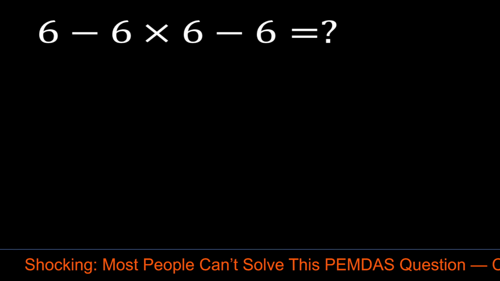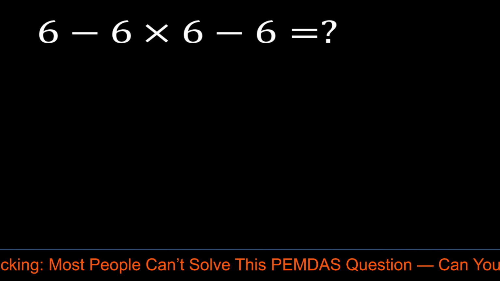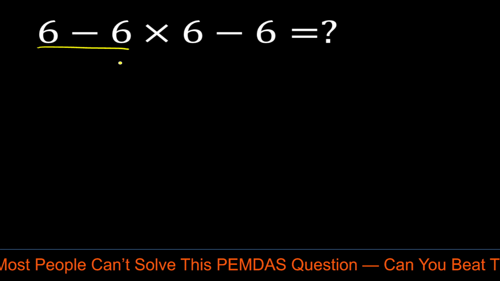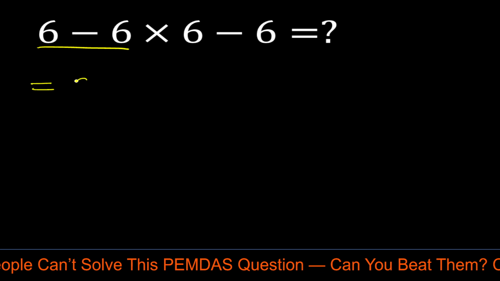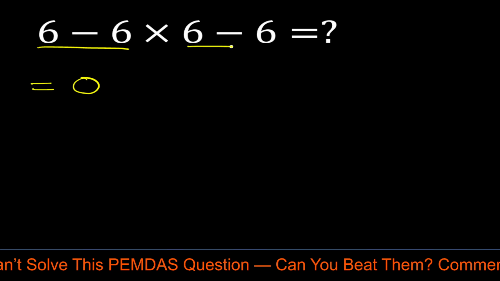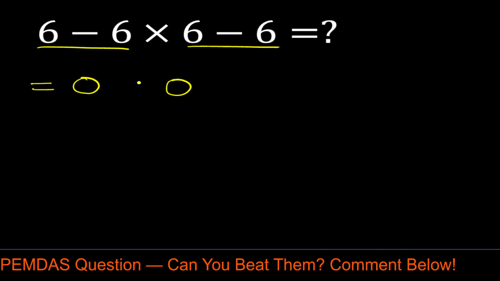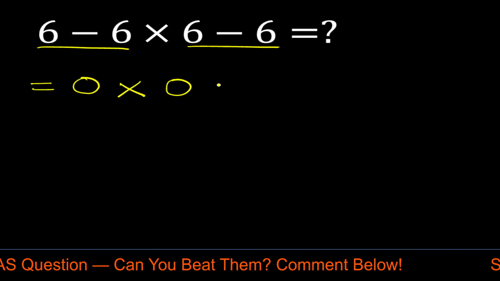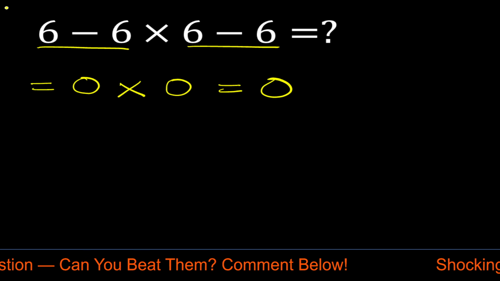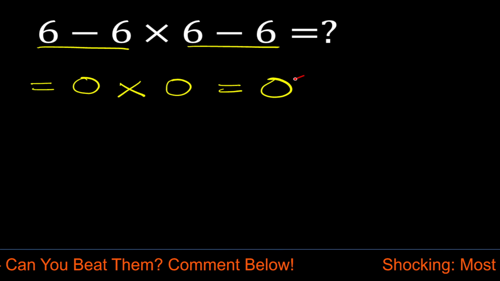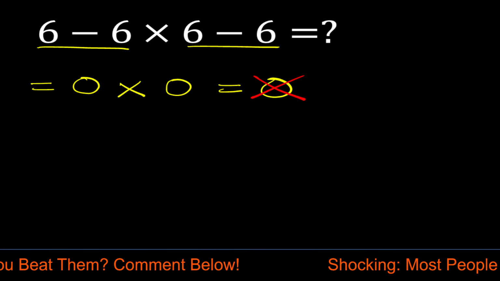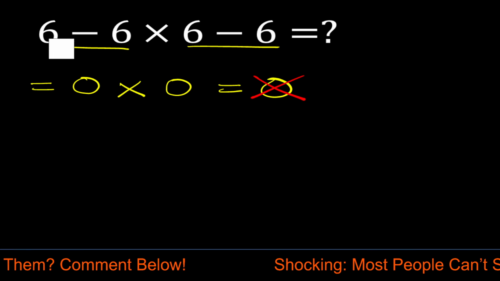So most people solve this question like 6 minus 6. So 6 minus 6 is equal to 0, right? Then again 6 minus 6. So 6 minus 6 is also equal to 0. Now 0 times 0. So 0 times 0 is equal to 0, right? But this answer is not correct. This answer is completely wrong.